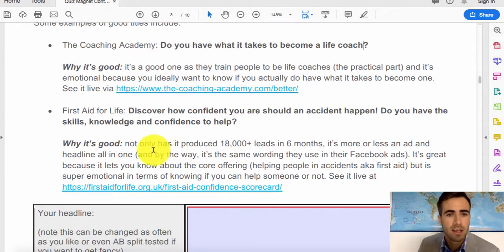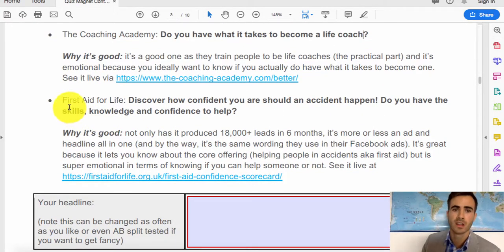likely that is. And the other one is obviously First Aid for Life, who have done exceptionally well. They've been with us the longest though. And they've produced over 18,000 leads on this one. And this is more or less like a headline and a question all in one. So they kind of break it up into 2 parts.